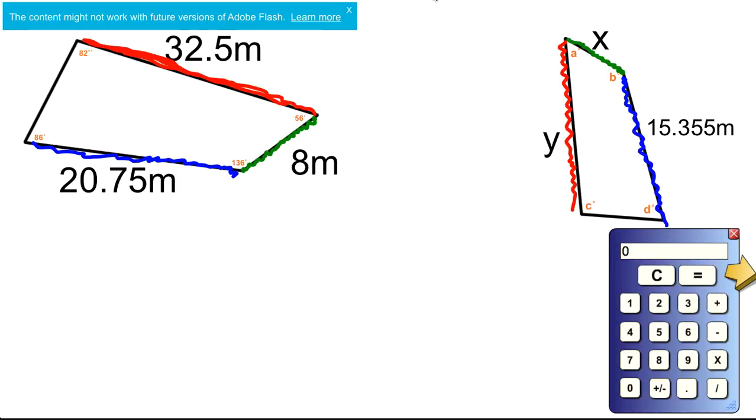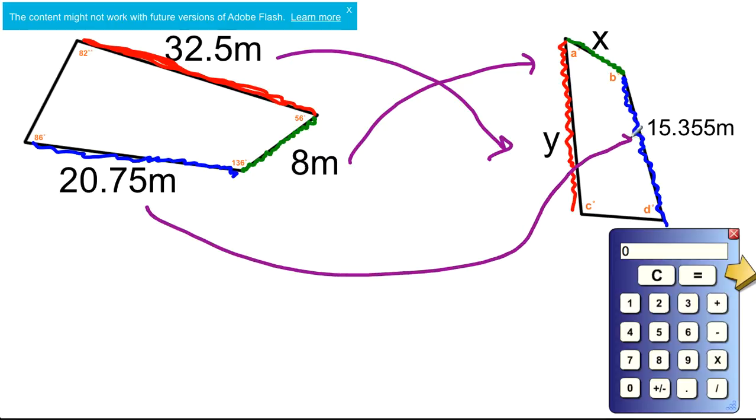Now what I want to do is find the corresponding sides that can give me information. I already know that I'm going to have to go this direction. So I'm going to use a different color. I'm going to use purple for this example. I know that my 8 is going to correspond with my x. My 32.5 is going to correspond with my y. And my 20.75 is going to correspond with this.